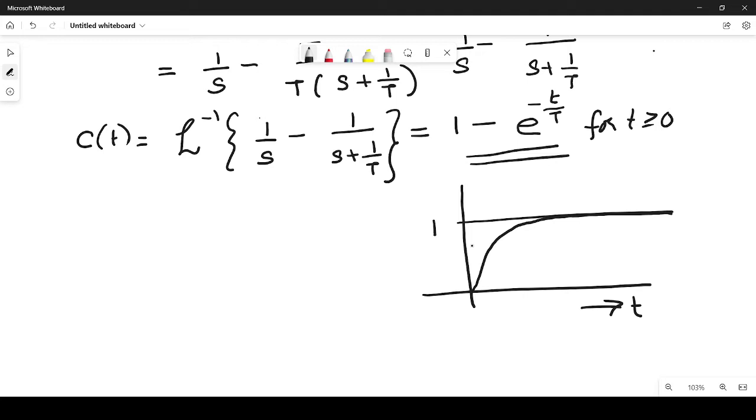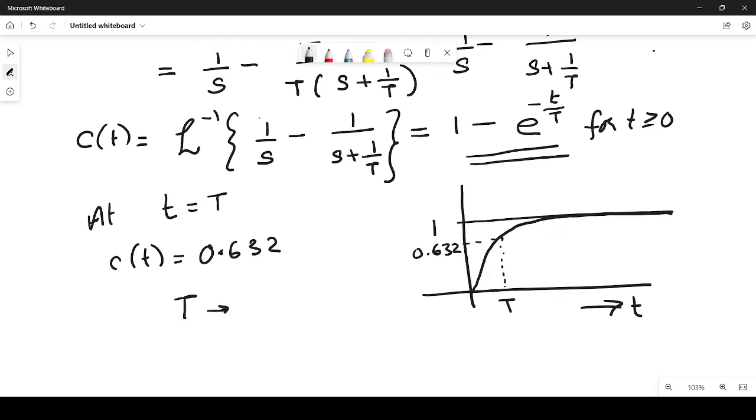Now when t is equal to T, what happens? At t equal to T, we are substituting t equal to T in this expression. So at t equal to T, we have c of t is equal to 0.632 as the answer. So let us consider this one as T, that is capital T. Here it is 0.632. So this T is known as the time constant of the system.